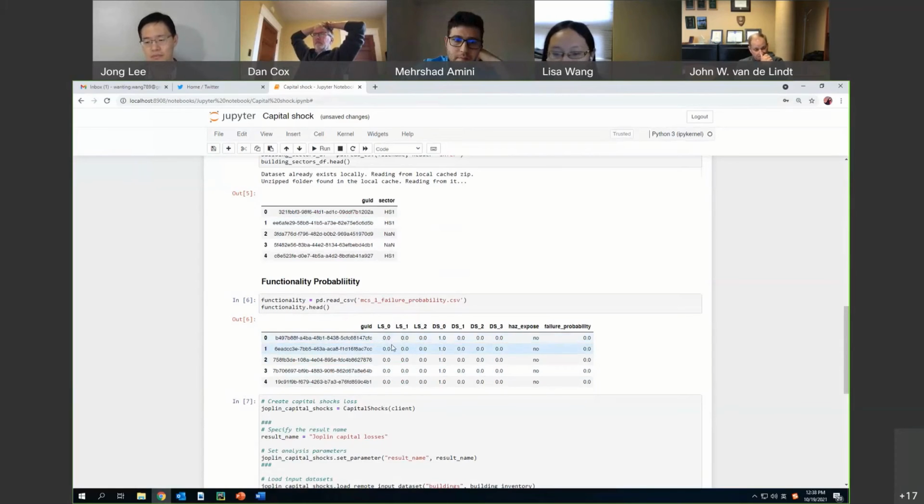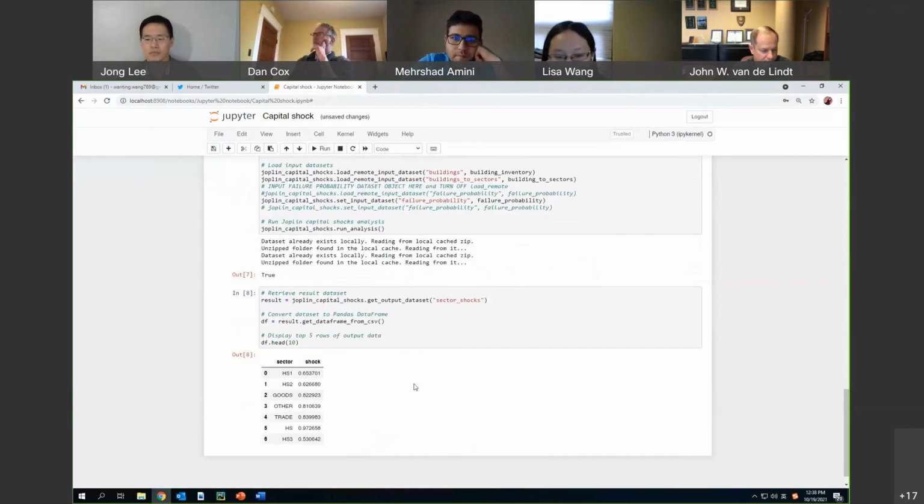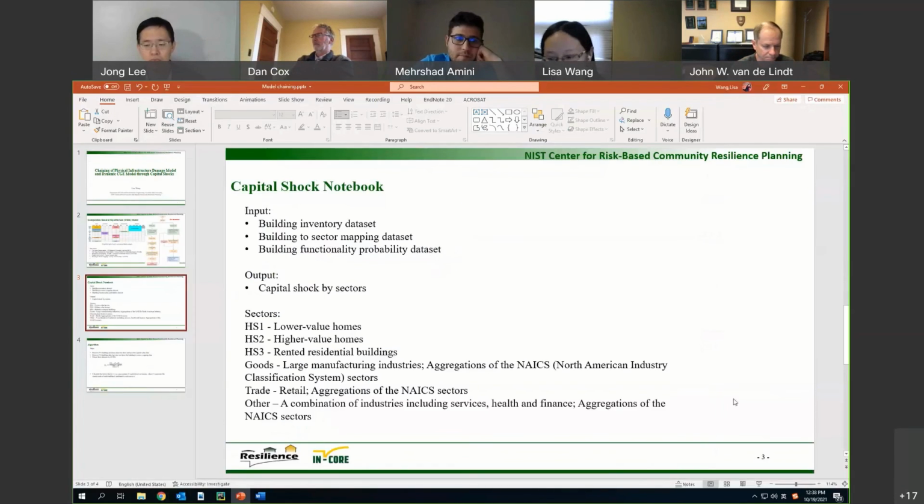For each building, we have the limit state and damage state, which are determined from the building damage module, and then we can determine the failure probability column. If it is 0, that means this building is fully functional, and this building may be located outside of the tornado hazard. Finally, the output of the capital shock module looks like this. For each sector, we have a shock value, which is a value between 0 and 1. For example, for the first row, that means for the sector HS1, around 63.4% of capital stock remains after the tornado hazard. Let's go back to the slide.